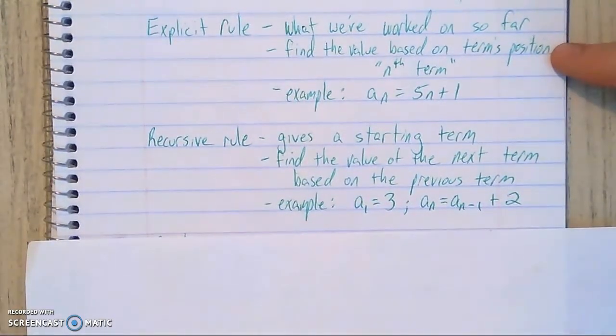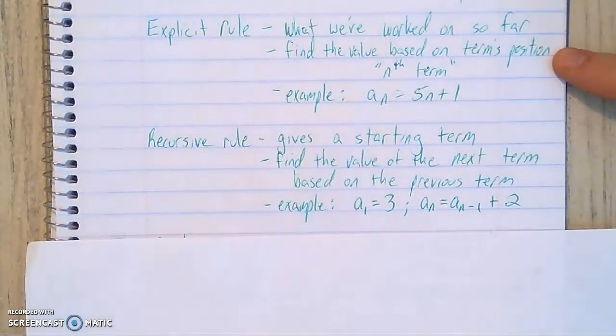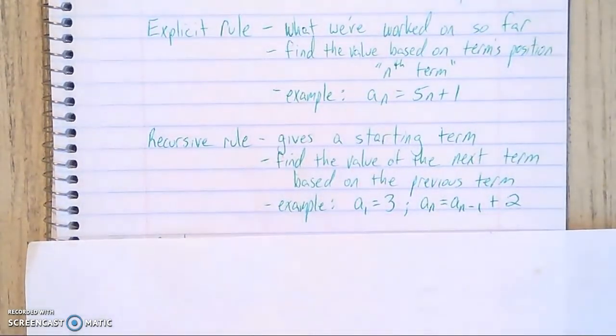So explicit rules are really helpful when you want to jump around and find any term you want, the nth term, and you can jump right there. Recursive rules are really helpful when you want the next term, when it's more like a pattern where you're not just skipping around, but you're interested in every single value one after another. Then recursive rules become easier to use.